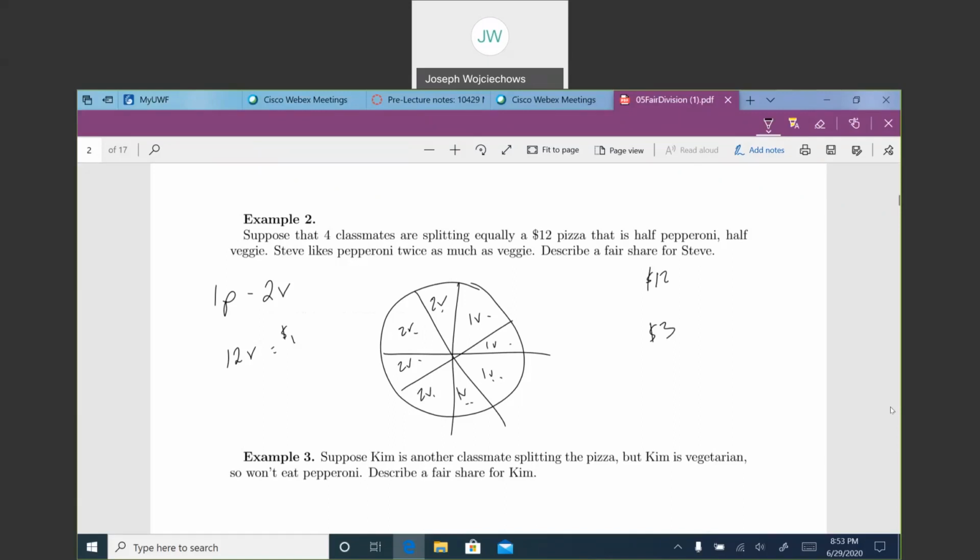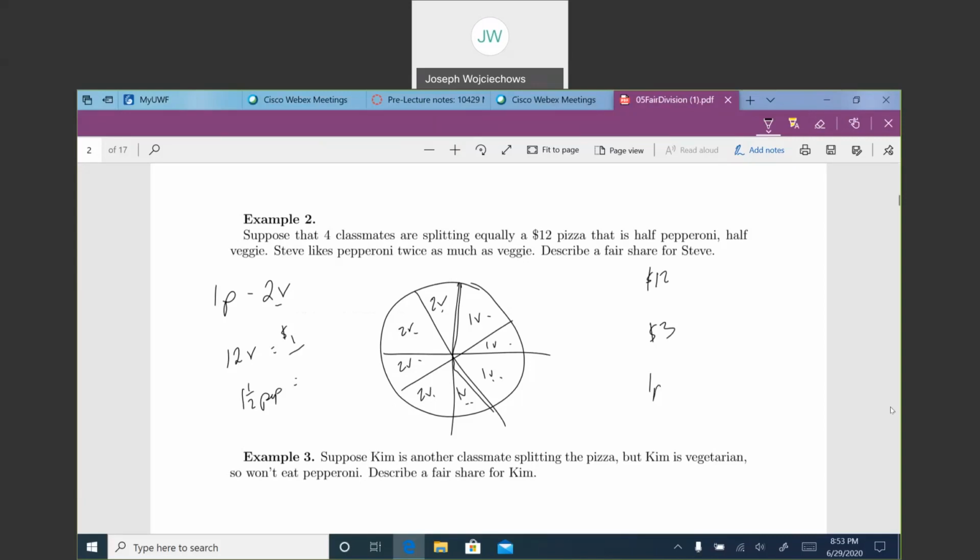Right? Steve could have several different ways to get a fair value. Now, my guess is since he likes pepperoni, he's probably just going to go for 1.5 slices of pepperoni, which would be 1.5 times 2 times the value of a veggie, which ends up being $3. But his 3 veggies would be good, or some of the others may not agree with him.